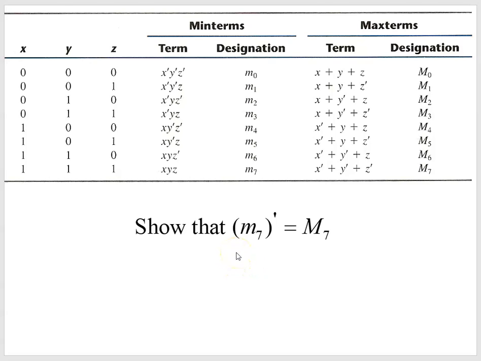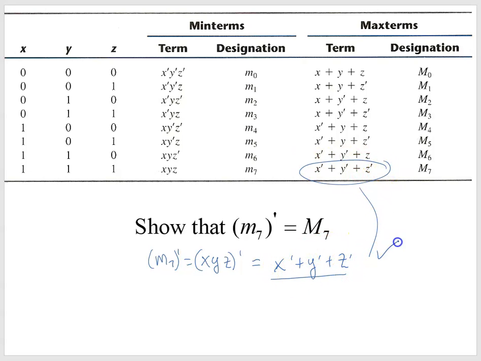So again, we can show here that minterm 7 prime is in fact equal to max term 7. So our minterm 7 is x y z, right? So our minterm 7 prime is x y z prime, and then by De Morgan's theorem, x prime or y prime or z prime, and check, that's max term 7.